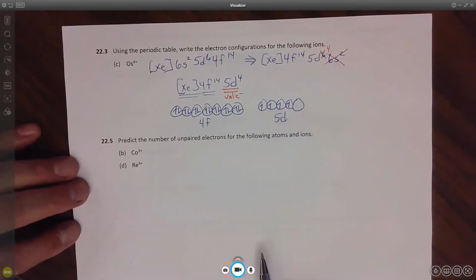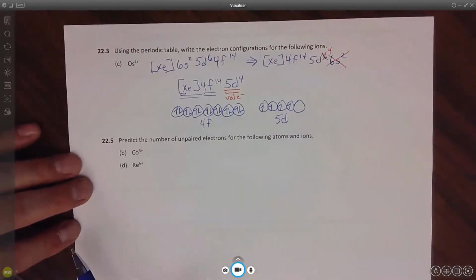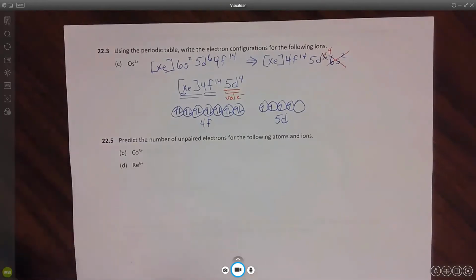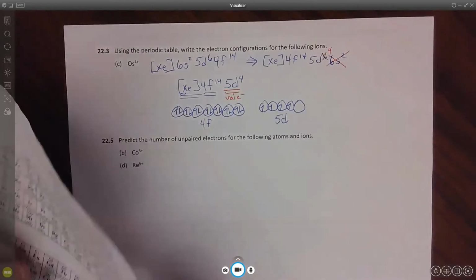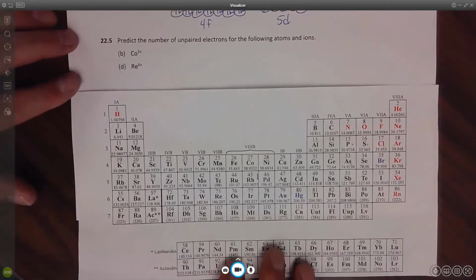Okay. So how many unpaired electrons do the cobalt 3 plus and rhenium 6 plus have? I'll give you a few seconds to write those electron configurations and then tell me how many unpaired electrons there are.